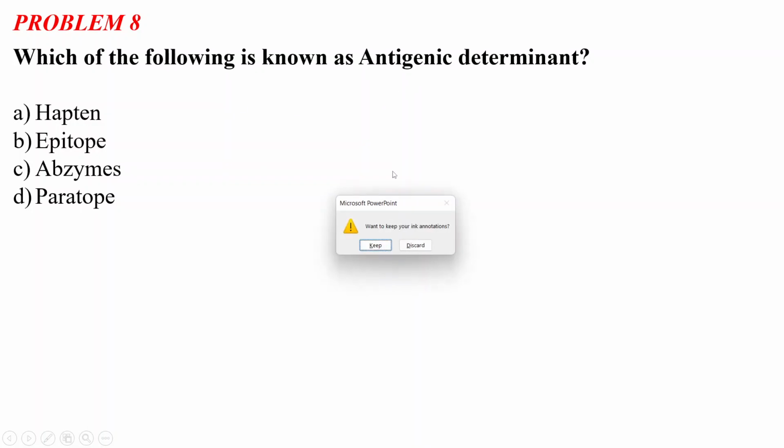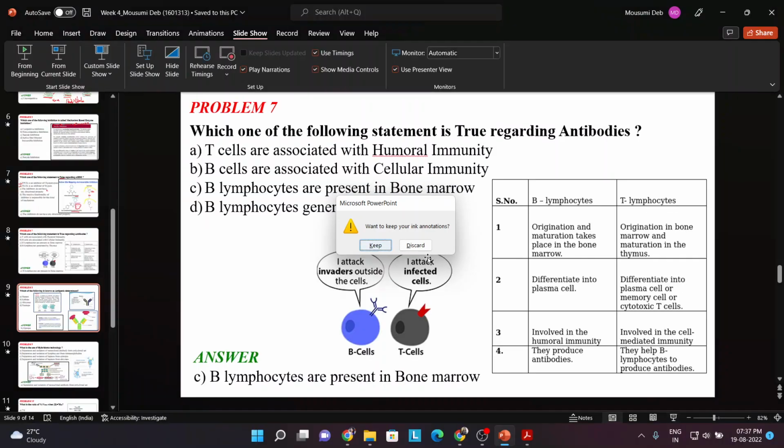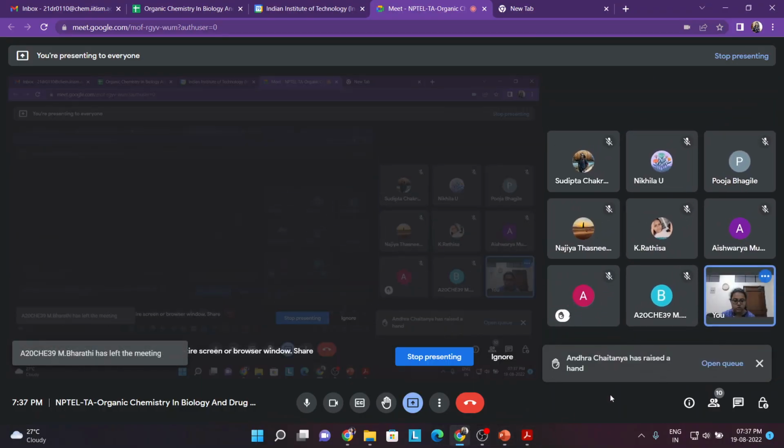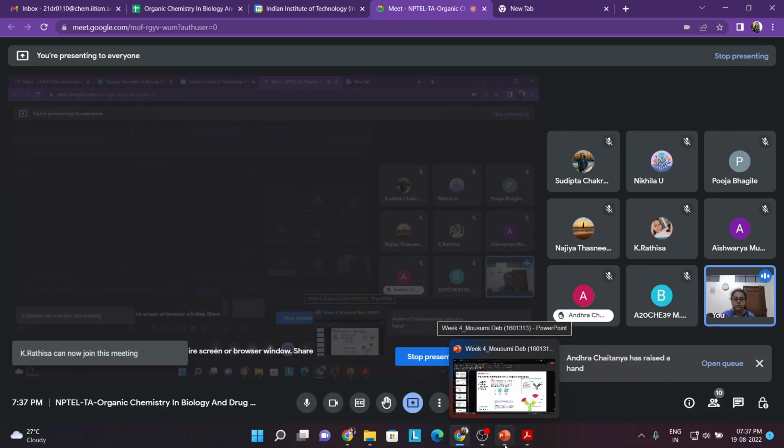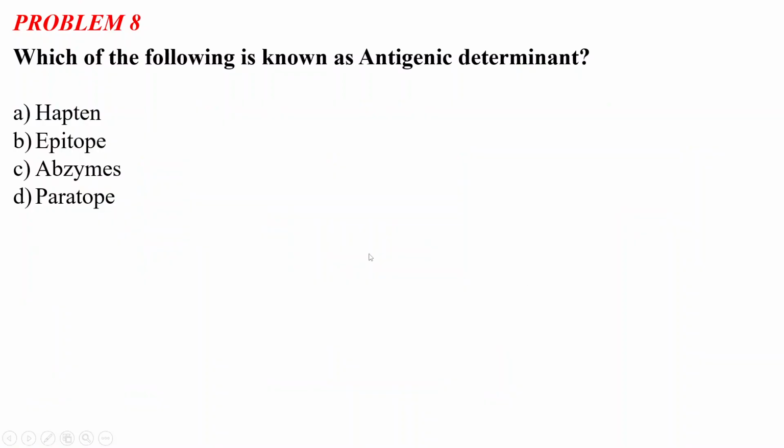So, I think somebody wants to answer. Okay, if you have any question, please just write in the chat box, so it will be easier for me to monitor that question. Okay, so the answer of this question is the epitope.